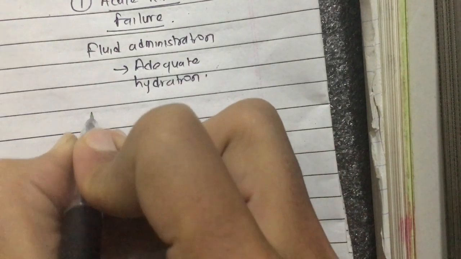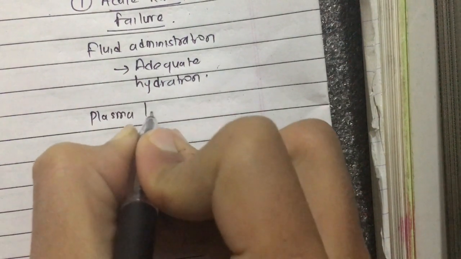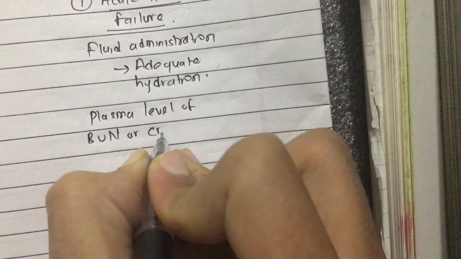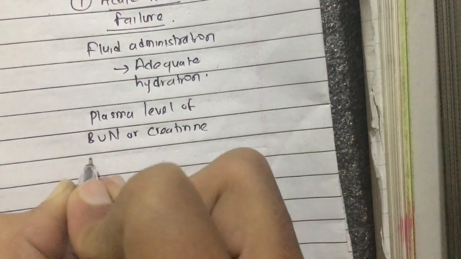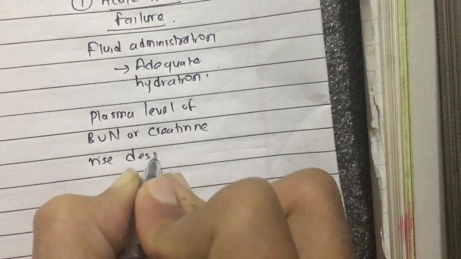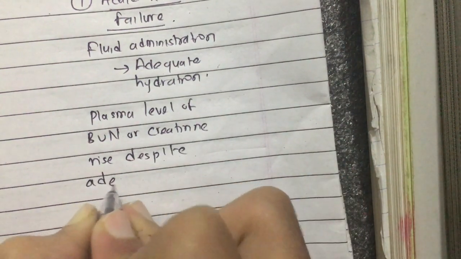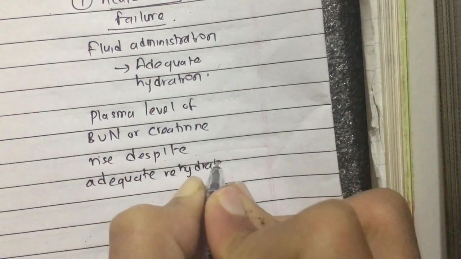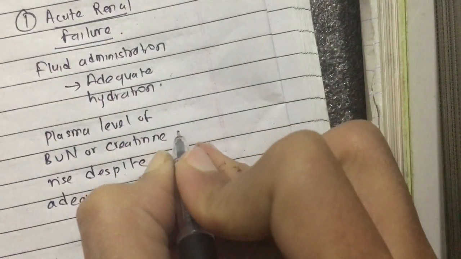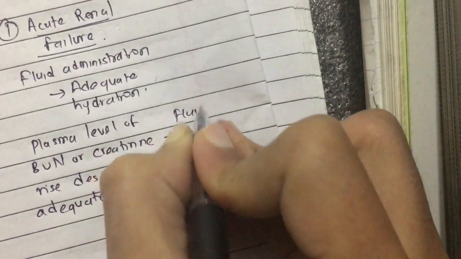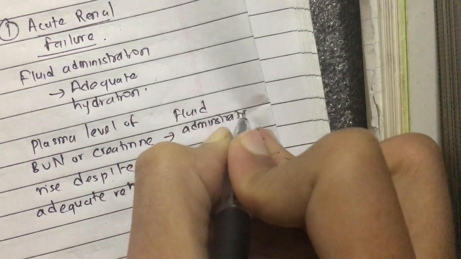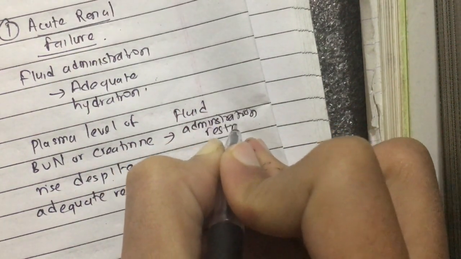But if the plasma level of blood urea nitrogen or creatinine rises despite adequate rehydration, then fluid administration should be stopped. Fluid administration is restricted. Why? Because excessive fluid administration can lead to volume overload, and it will lead to pulmonary edema.